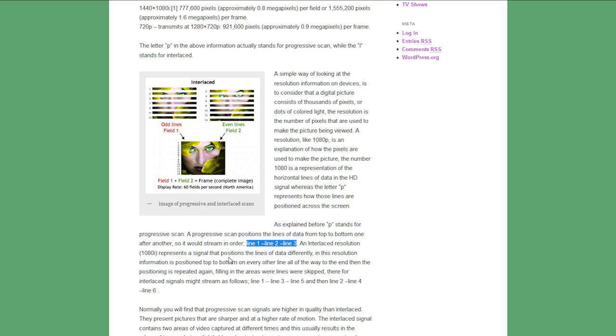An interlaced resolution, 1080i, represents a signal that positions the lines of data differently. In this resolution, information is positioned top to bottom on every other line all the way to the end, and then repositioning is repeated again, filling in the areas where the lines were skipped. Therefore, the interlaced signals might stream as follows: line 1, line 3, line 5, and then line 2, line 4, line 6.